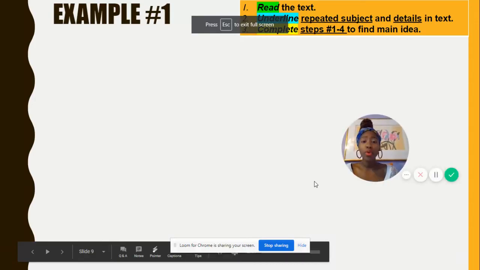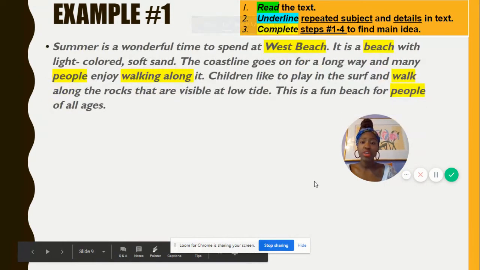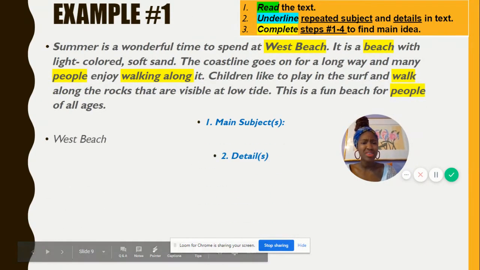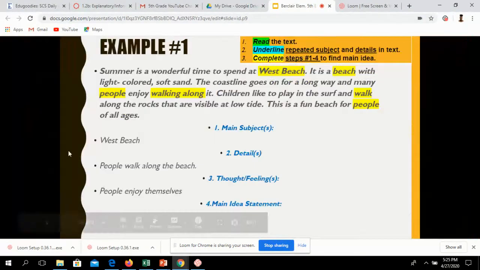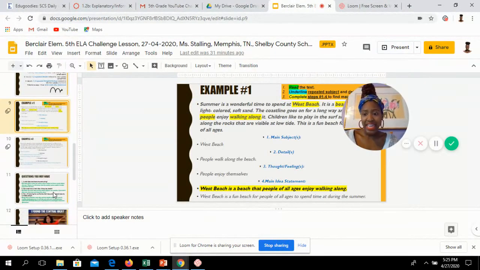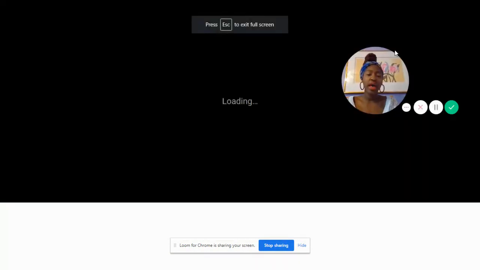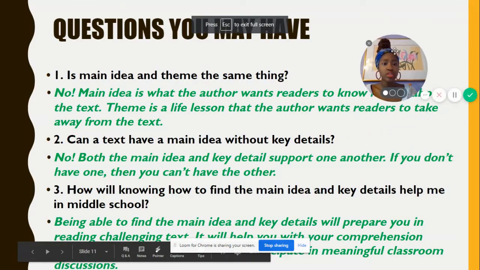All right, so now what we're going to do is ask some questions. Let's go ahead and go to the question booth. So what questions do we have that fifth grade may have?